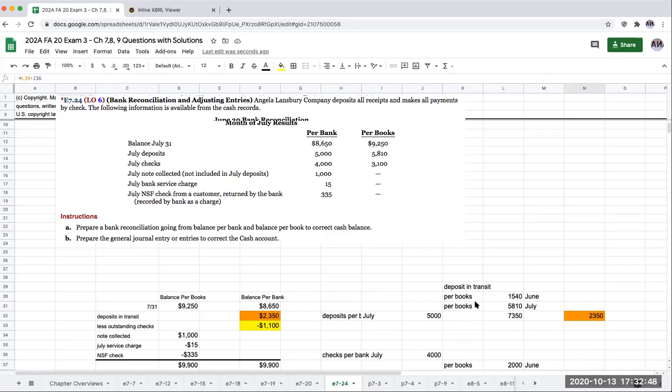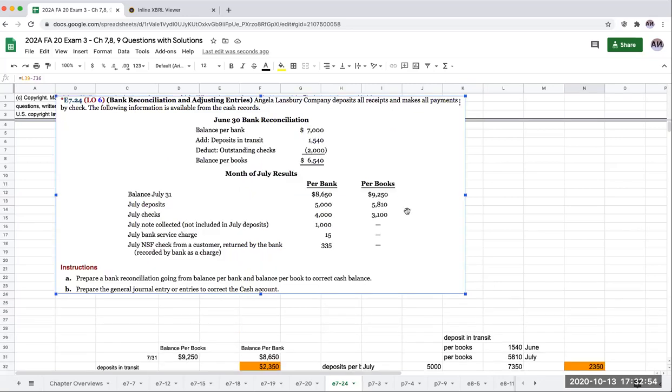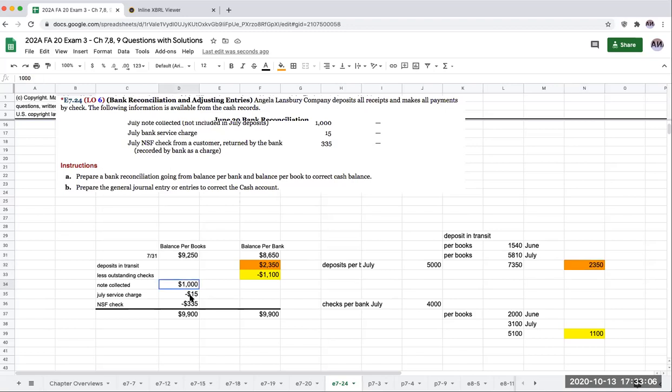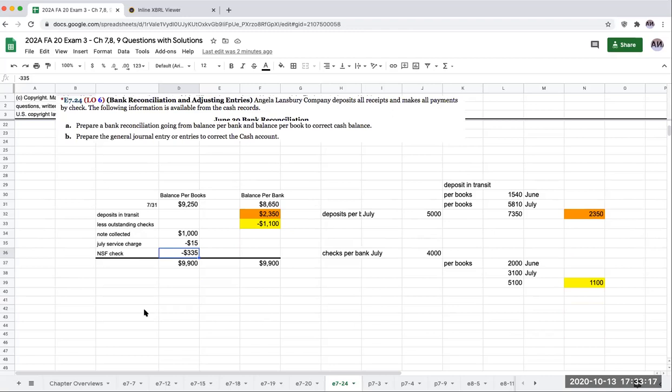And as I'm saying this right now, this is really not even a deposit in transit. I made 5,810 in deposits during the month, plus I had these that hadn't cleared. So that's where I'm getting this 2,350. On the book side, I've got the note collected, the July service charge, and the non-sufficient funds check. So that's the reconciliation. I can't believe I actually balanced it. It was like a miracle.